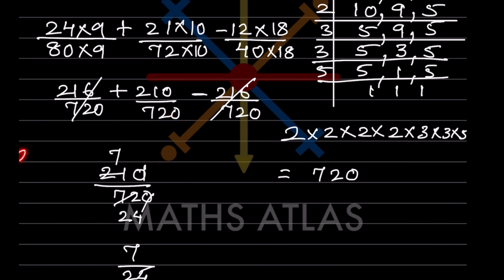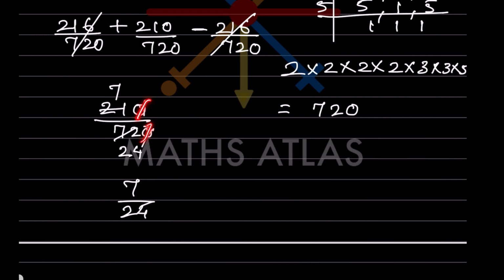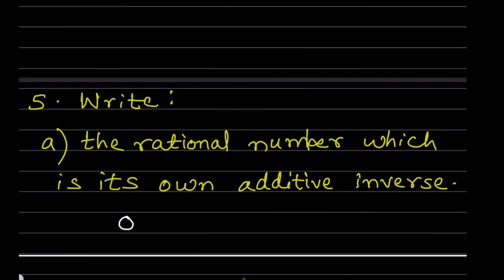Otherwise, you can also do it like this: put the numerator together, 216 plus 210 minus 216, divided by 720, and then later cut this and this, so what remains is this one. That you can also do. Now when you cancel out this one, it will be 3 sevens are and 3 24s are. So the answer is 7 by 24.